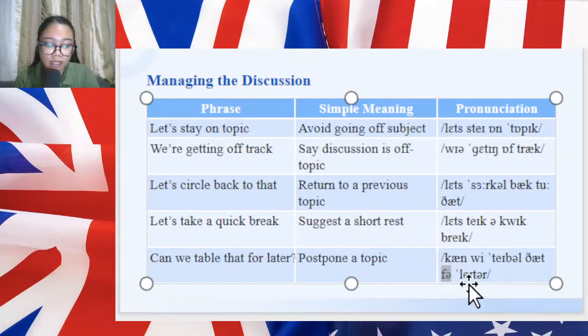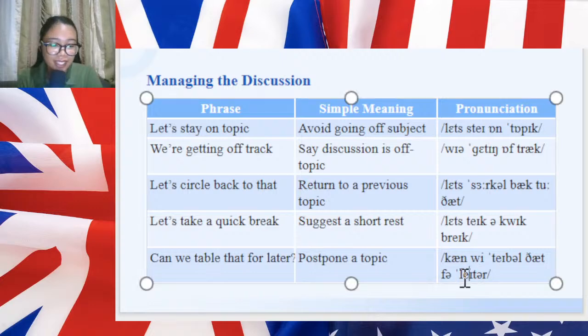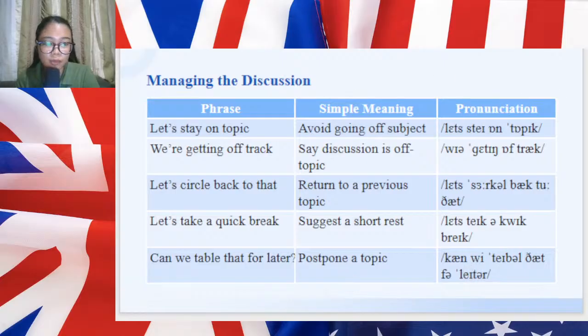And then later, no, not that, but letter. Yeah, later, actually later. Sorry, later. So there is a clear diphthong sound here, and then a schwa sound at the end. So this is, can we table that for later? Again, can we table that for later?